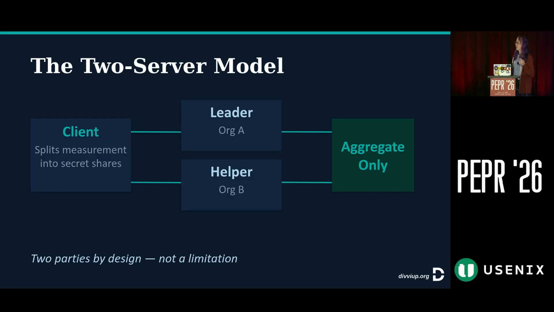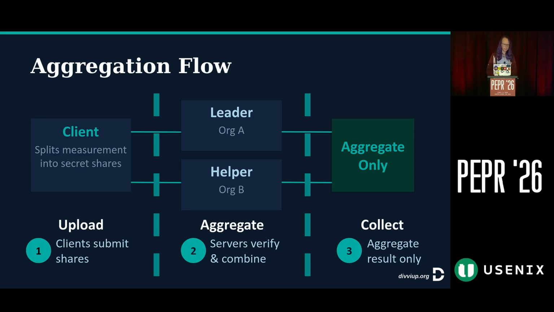So then the question comes up, why not 3 servers? Why not 4? More parties would raise the collusion bar further, and that is a real benefit. But going from 2 independent organizations must conspire to 3 must conspire, it's a modest privacy gain for a significant jump in cost and complexity, because every additional server means more network round trips, another organization to coordinate with. So 2 gives you the privacy property that you're looking for with a system that you can actually deploy and operate at scale.